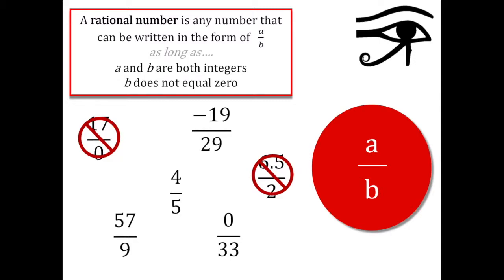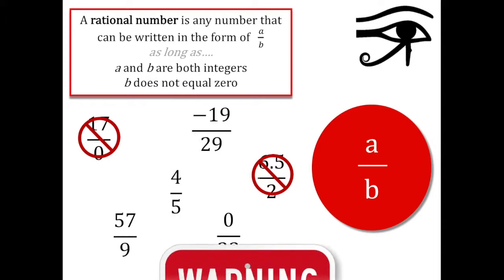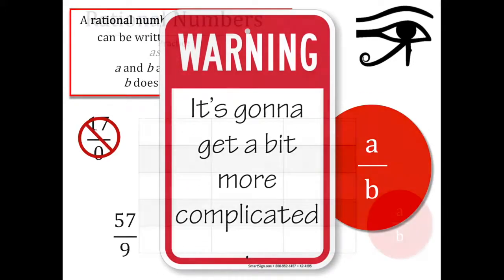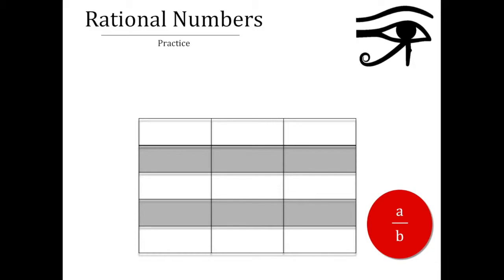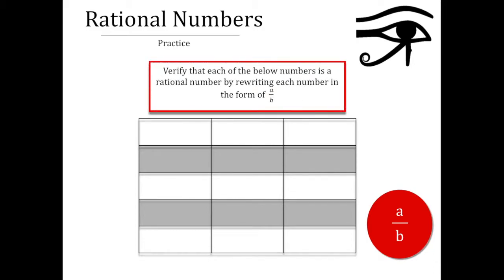Okay, let's try a few more. And warning, it's going to get more complicated. Here we go. This time, I'm going to ask you to verify that a number is a rational number by writing it as a over b. So like this, the first one is 51. It's not in the form of a over b right now, but could it be? Well, if we put it over 1, 51 divided by 1 is still 51. So it's the same value, but now we can see it in the form of a over b. We could generalize that rule to look like this. a equals a over 1.